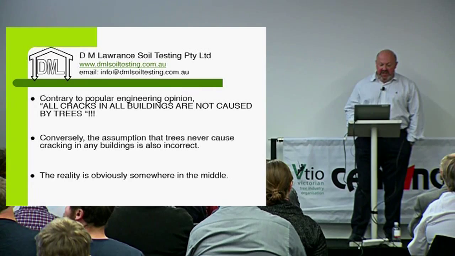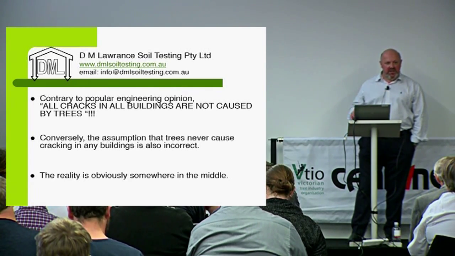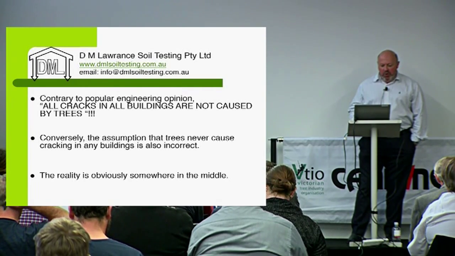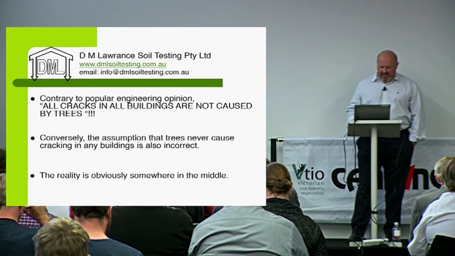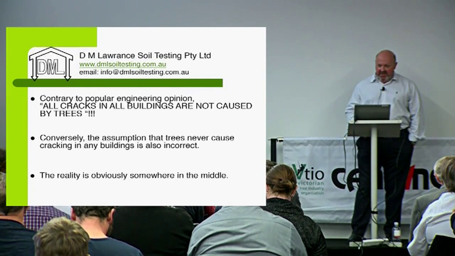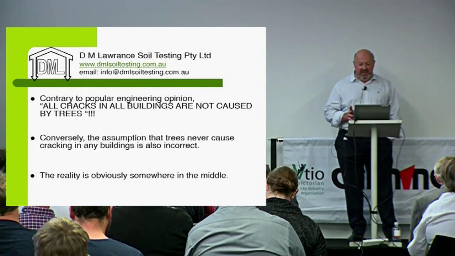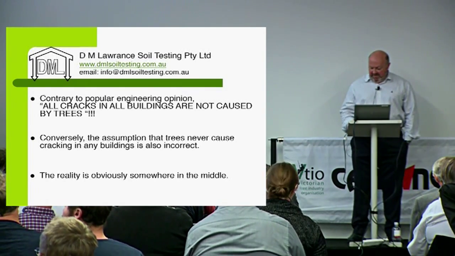Now, contrary to popular engineering opinion, which I guess you would believe is widespread in the engineering field, all cracks in buildings are not caused by trees, even though engineers think that they are, and most architects as well. But the assumption that trees never cause cracking is also not correct, so probably the answer's somewhere in the middle.